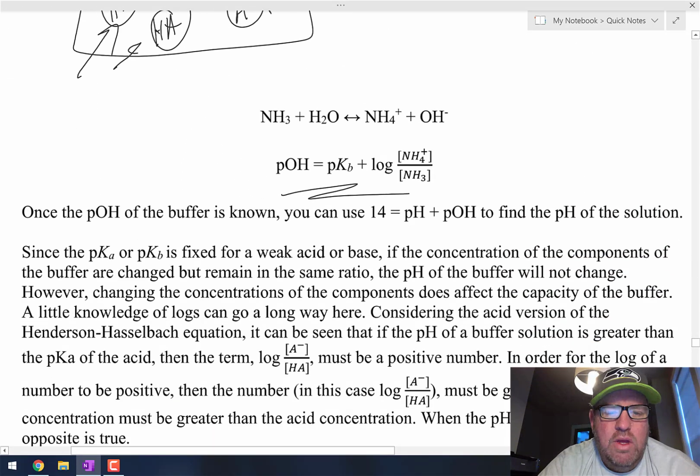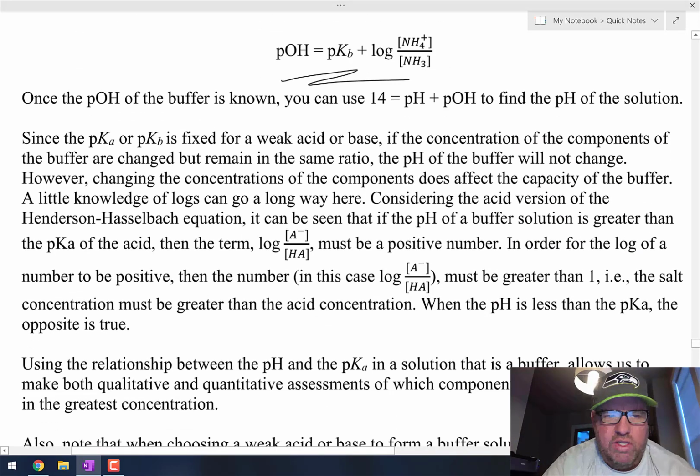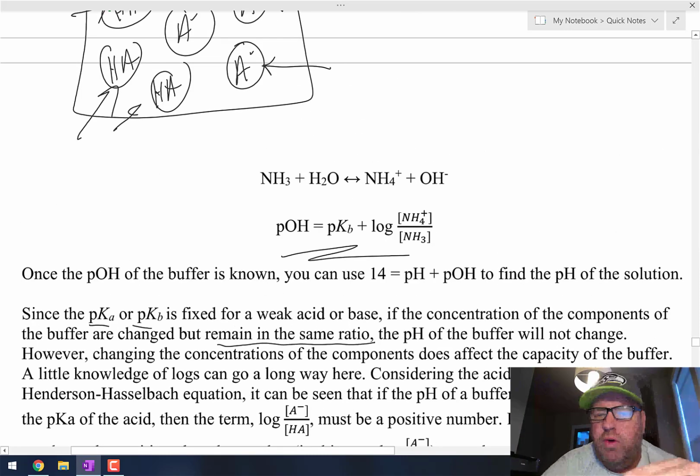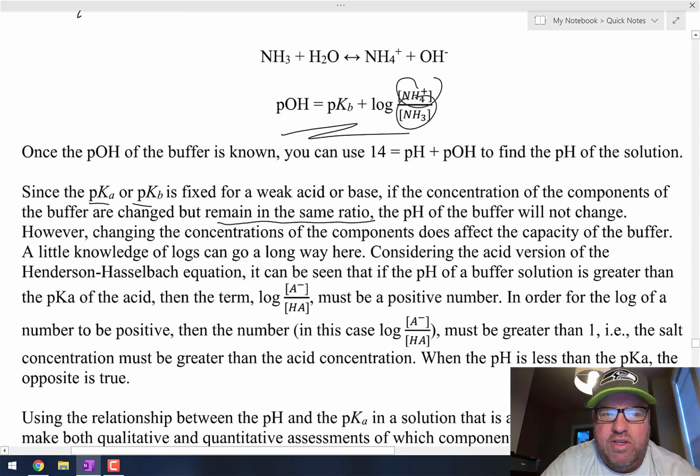Okay, so let's talk a little bit more about what I just said. Since the pKa or pKb is fixed for a weak acid or base, if the concentration of the components are changed but remain in the same ratio, so let's say the concentration is 0.1 and 0.1 or 0.5 and 0.5, well, then the pH of the buffer doesn't change. However, when you change the concentrations of the components, that does affect the capacity of the buffer. We know that, okay? So 0.5 has a greater buffer capacity than 0.1. We talked about that in the last video.